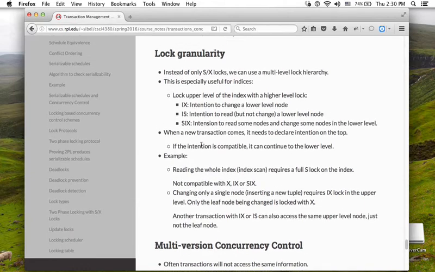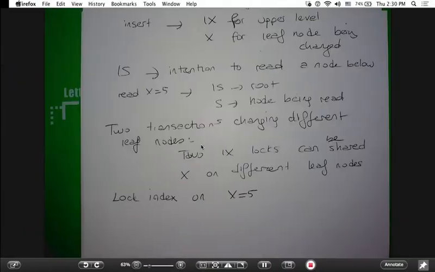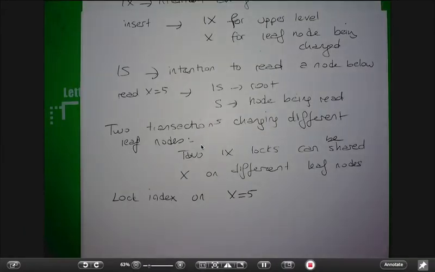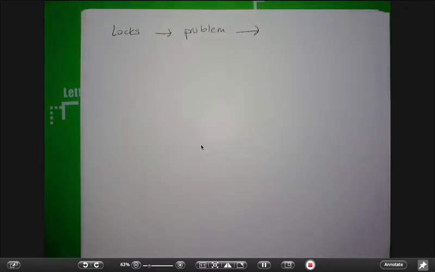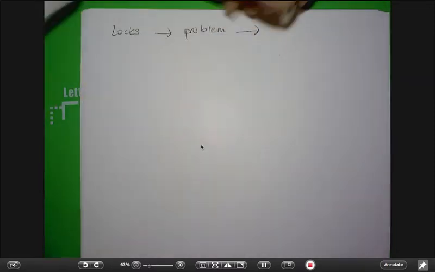I don't have the compatibility here, all right. So this is kind of the general idea of compatibility. Trying to remember if I can remember all the compatibility matrix. But one thing that we can say is that if you do have locks, what is the most common problem that they generate? Deadlocks.